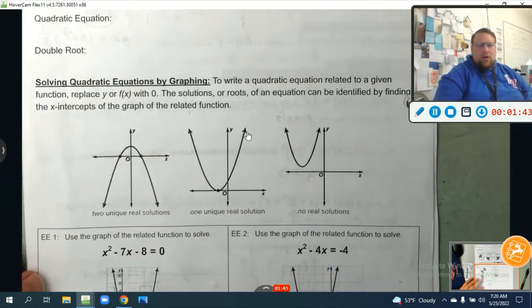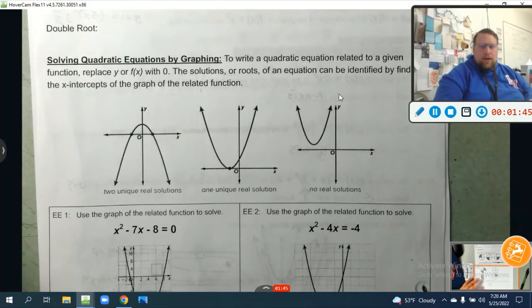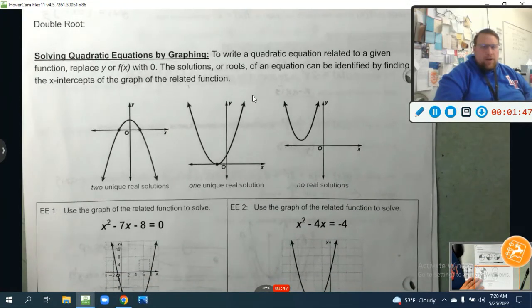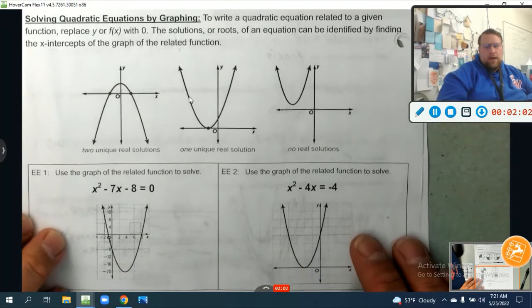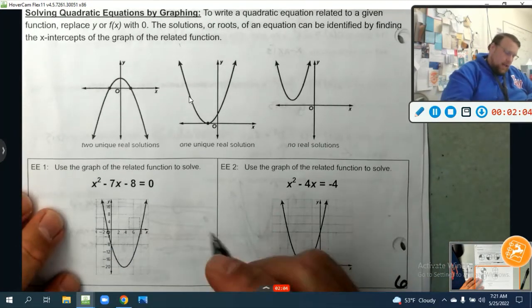Solving quadratic equations by graphing. To write a quadratic equation related to a given function, replace y or f of x with 0. The solutions, or roots, of an equation can be identified by finding the x-intercepts of the graph of the related function. So we're going to talk about finding roots. We're actually going to use factoring to do that in later lessons.